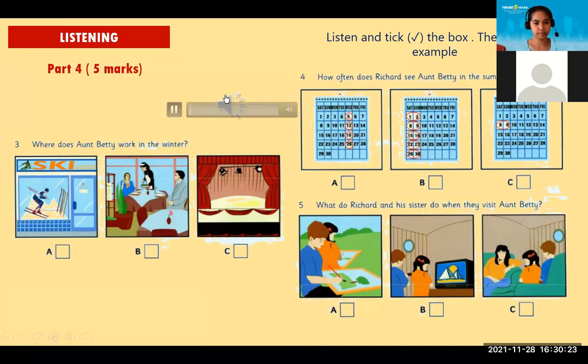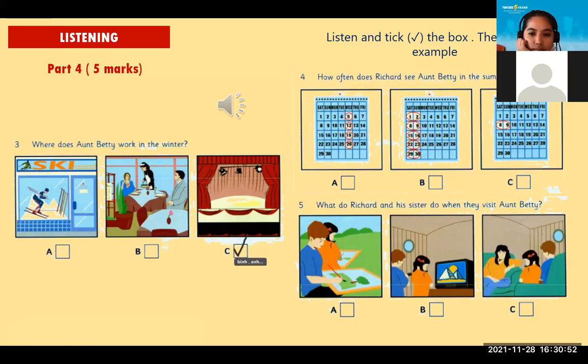3. Where does Aunt Betty work in the winter? Does your Aunt Betty work? Yes, she works hard in the winter when everyone comes here to ski. Does she work in the hotel? Not now. She worked in the restaurant there about 5 years ago. But now she works at the theatre, in the shop there. She sells books and postcards.